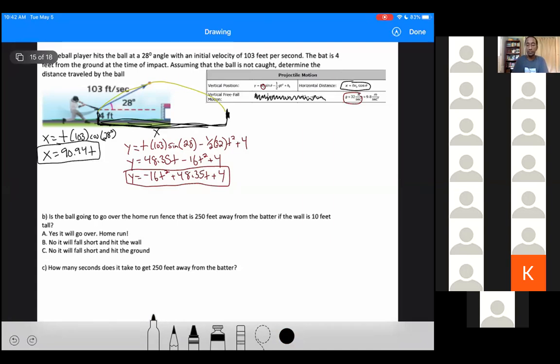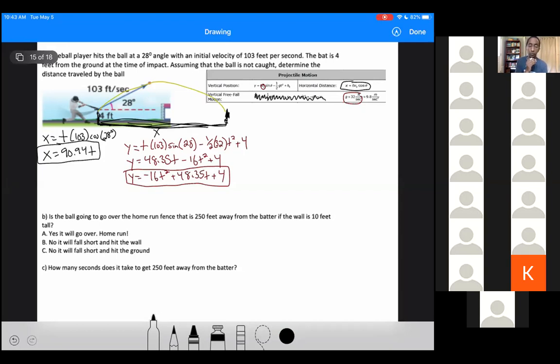What can we do next? You can substitute y into 0 because it has to hit the ground, so the height will be 0. Okay, good. So at this place where the ball is on the ground, it is at the height of 0. So we can plug 0 for y and solve for t, right? And that will give us the time it took.